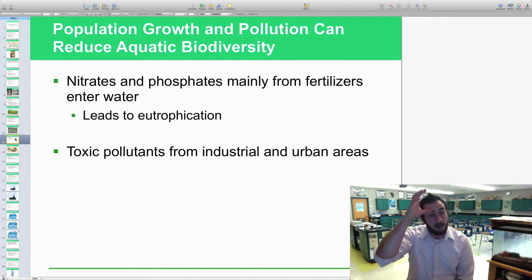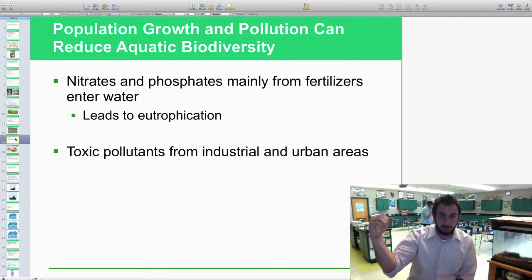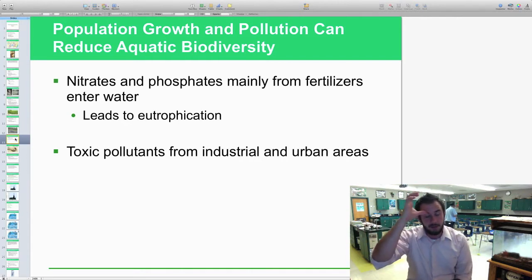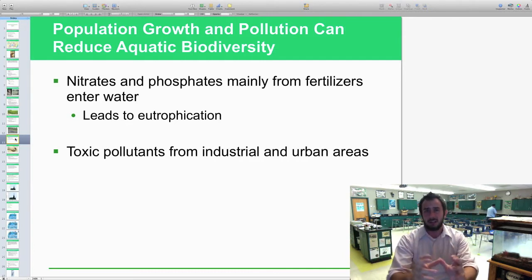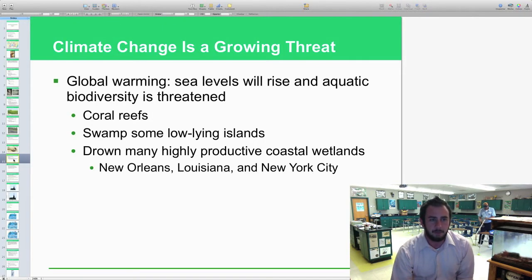We talk about this a lot. When nitrates and phosphates from fertilizers run off into water, this leads to algal blooms, which cause major eutrophication. It's not just eutrophication; it's cultural eutrophication. And toxic pollutants entering from industrial areas and urban areas can also be a major problem and disrupt ecosystems.